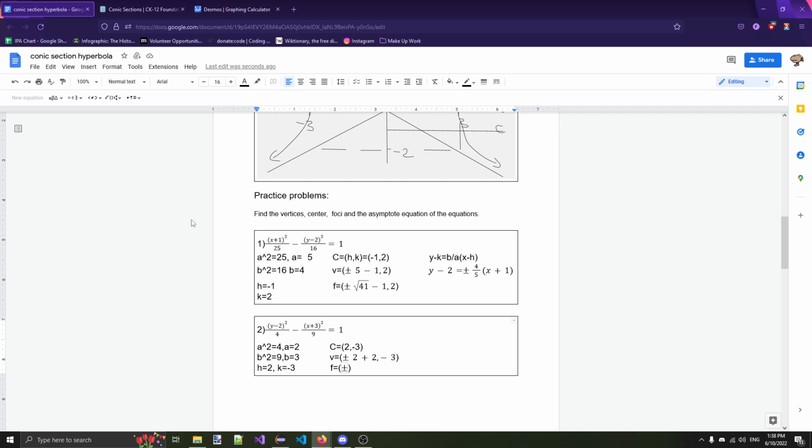So, the foci, what was foci? That's right, c squared equals a squared plus b squared. So, foci is plus or minus c. What's a squared plus b squared? Well, it's 4 plus 9. That's 13. What's the square root of 13? It's the square root of 13. So, it's the square root of 13 plus h, comma, k. And now we just need the asymptotes. Easy peasy lemon squeezy.